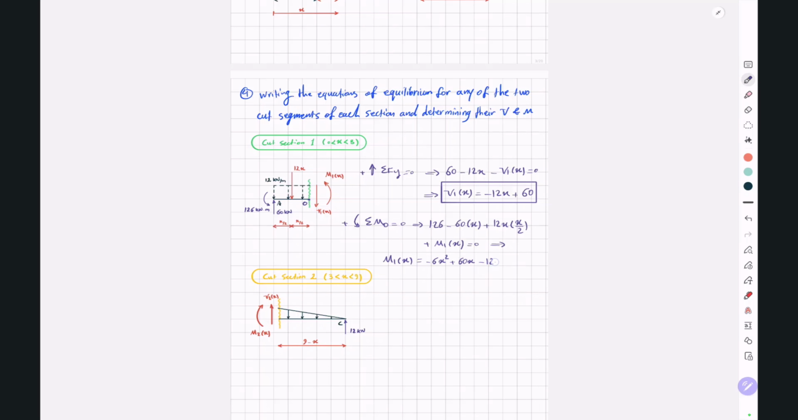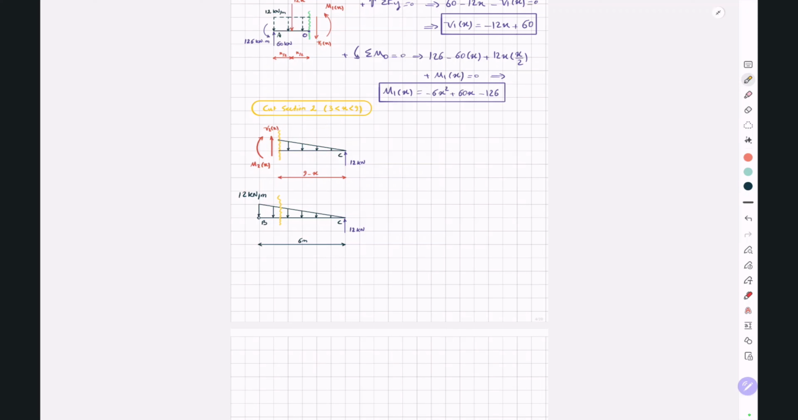And now by doing the same process, we will be able to determine V2 and M2. So we have to replace this triangular load with a single resultant force. If this is our total beam, our total triangular load looks like this, and this maximum magnitude is 12 kilonewton per meter. Now, we know for this free body diagram, the magnitude of our single resultant force will be the area under this triangle, or 9 minus x multiplied by this height here divided by 2.